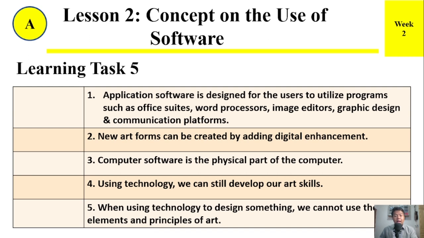Number 1. Application software is designed for the users to utilize programs such as Office Suites, word processors, image editors, graphic design, and communication platforms. Number 2, new art forms can be created by adding digital enhancement. Number 3, computer software is the physical part of the computer. Number 4, using technology, we can still develop our art skills. Number 5, when using technology to design something, we cannot use the elements and principles of art.